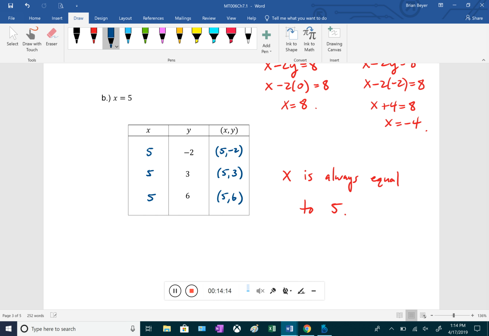So the same thing would happen if it was y equals 4, say, all of the y values would equal 4. Okay, so it's completely independent of what the other variable is. Okay, so that's it for this section.